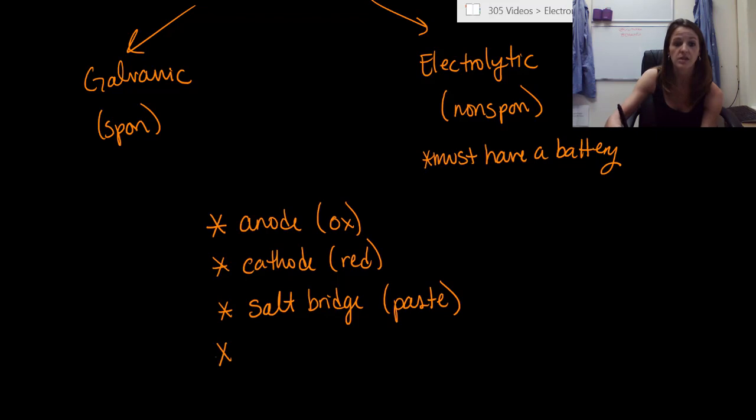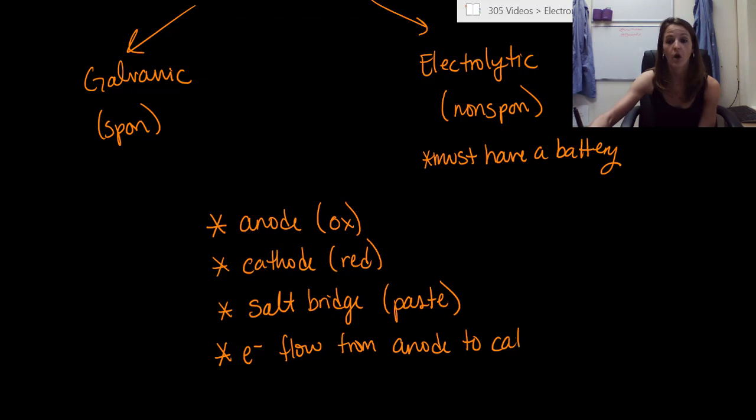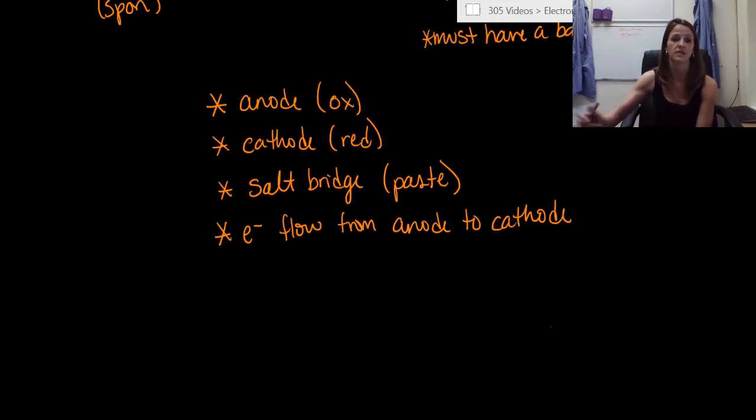After that, the last thing we talked about and we stressed is that regardless of your system, electrons are always going to flow from your anode to your cathode. Always, always, always. From anode to cathode. You have oxidation, electrons go from anode to your cathode where you have your reduction. Every single time. Have I said that enough?